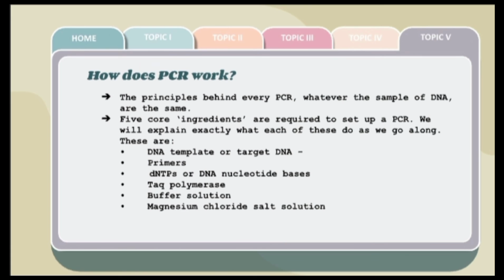There are 5 ingredients to set up a PCR, and those are DNA template or target DNA, primers, DNA nucleotide bases, Taq polymerase, and buffer solution. However, in some sources, they use another requirement, which is magnesium chloride salt solution.